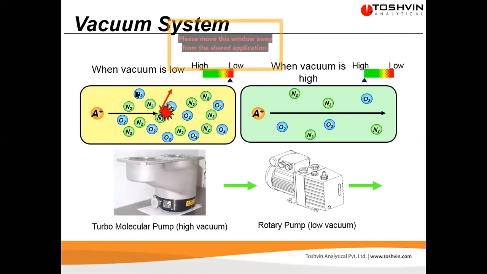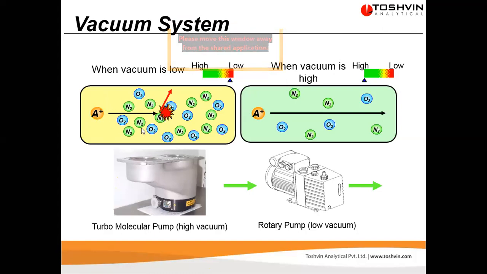So what does vacuum do? First, I'll tell you what happens if vacuum is not there. If there was no vacuum in the MS system, there will be my carrier gas ions and my sample ions. My sample ions have to travel forward.